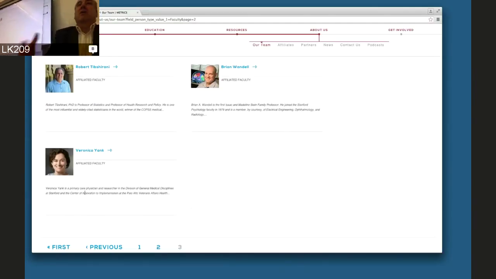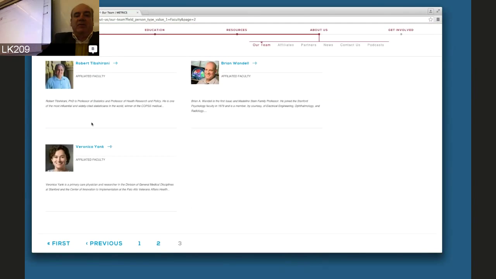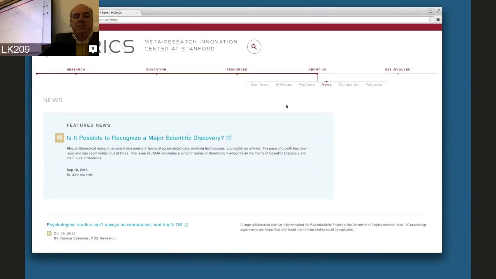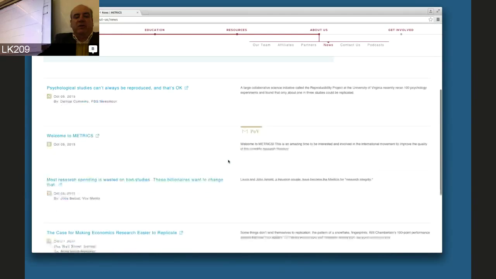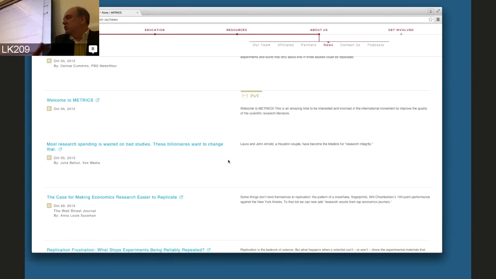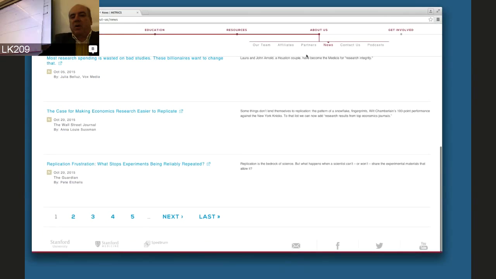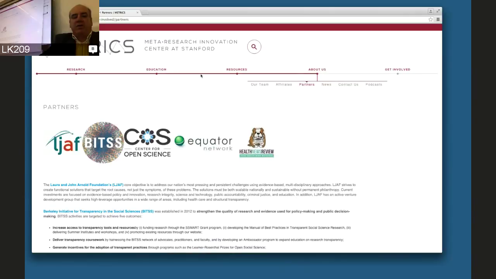We would love to get more who are actively engaged in this area, and each one of these has relevant links. We also have news, which is the coverage of meta research topics in the general news literature, but also in the science news literature. So these are general pieces, not as much the technical pieces as before. Our partners are organizations that are doing this sort of thing.